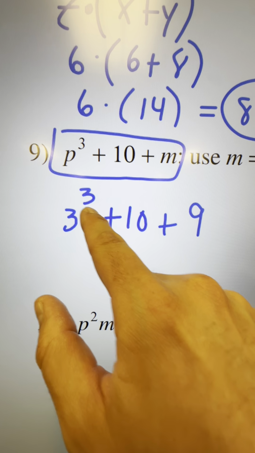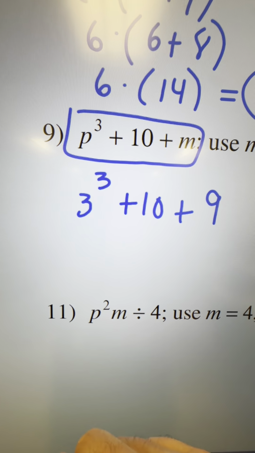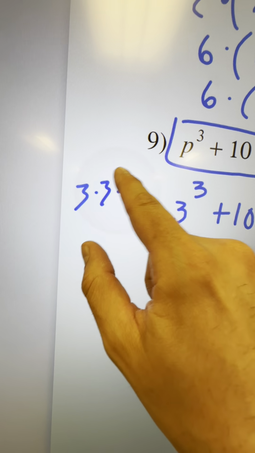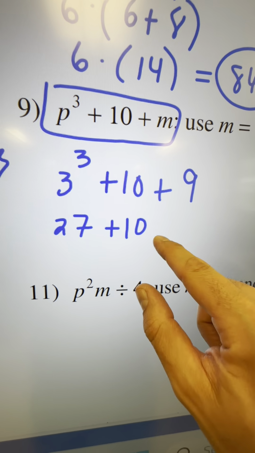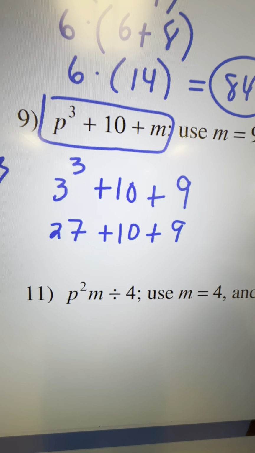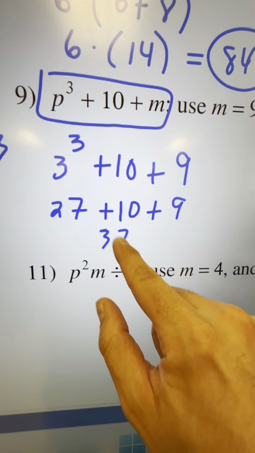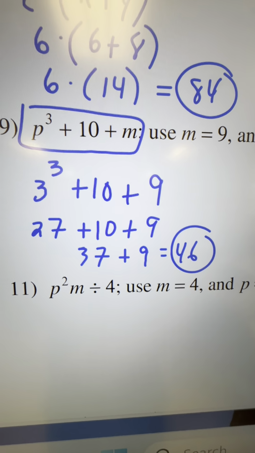I have exponents, add, and add. Exponents are before addition, so I'm going to calculate this first. Remember, 3 to the third power means 3 times 3 times 3, which is 27. I bring down the rest of the problem, plus 10 plus 9. Then we add from left to right. So this plus this is 37, plus 9 gives me a total of 46.